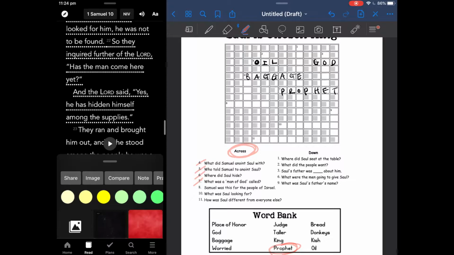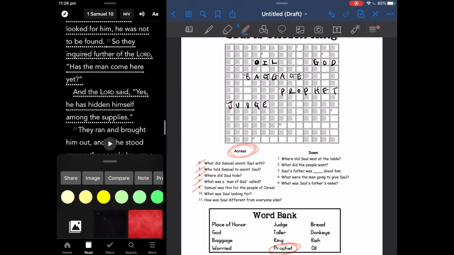Alright. Question 8. Samuel was this for the people of Israel. Who was Samuel, guys? What was the role of Samuel? Yes. Correct. He was a judge. So I'm going to write judge. Oops. Judge. So he was judge for the people of Israel. Back in the days, judge was similar to king, but more like someone who looks after and has a big authority in decisions made for the people of Israel. So judge was a very important role, and Samuel was the last judge of Israel's history. Okay, let's move on.